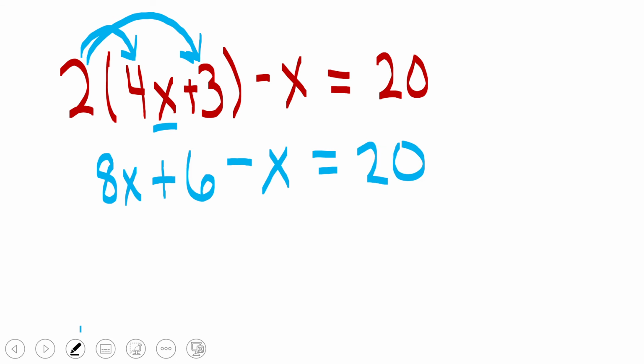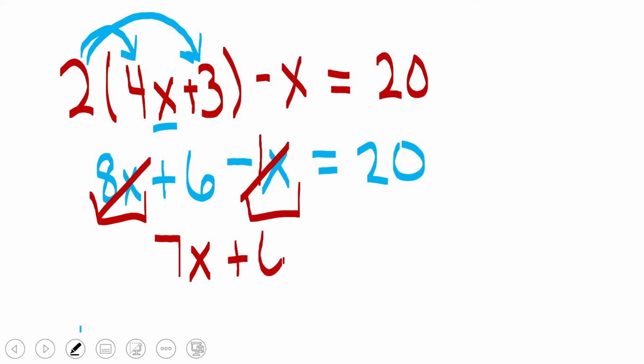Okay, now we have a problem like we just saw earlier. What if we work with the like terms on this side of the equal sign? Remember the invisible 1 in front of a negative x, we just don't write it. Invisible math. What is 8x minus x? 7x. So we write 7x. We've addressed these. Plus 6 equals 20. We're going to go ahead and start solving.